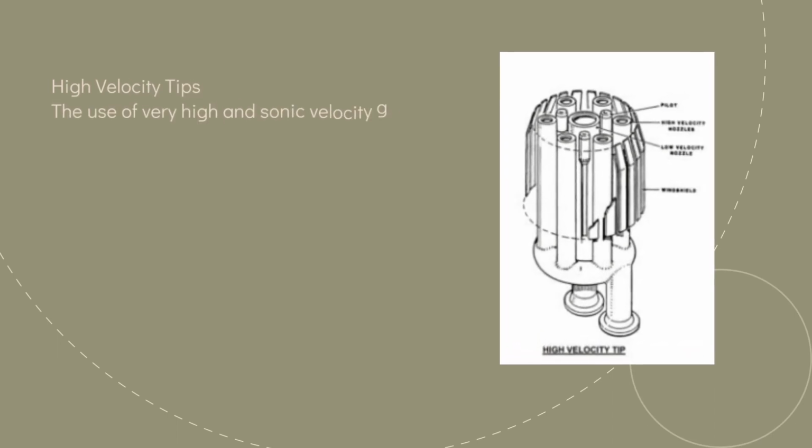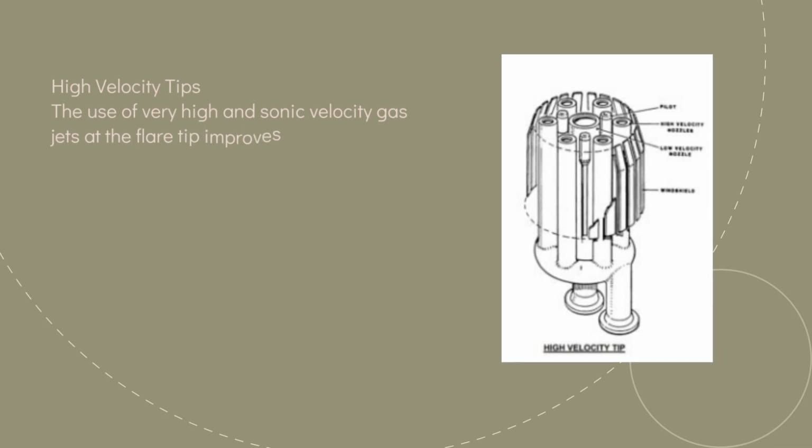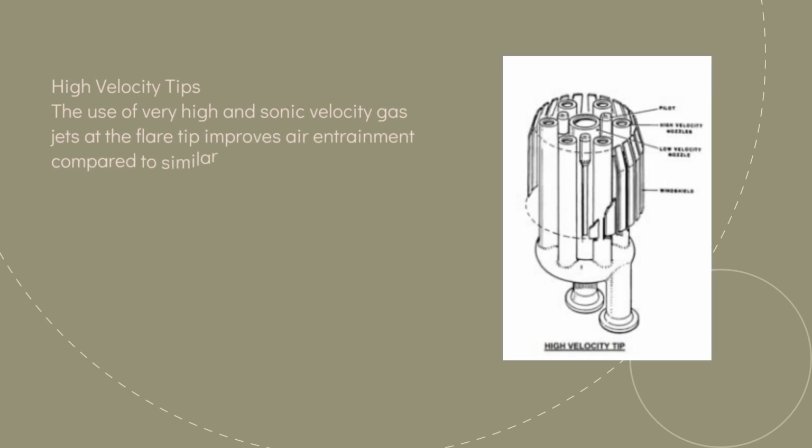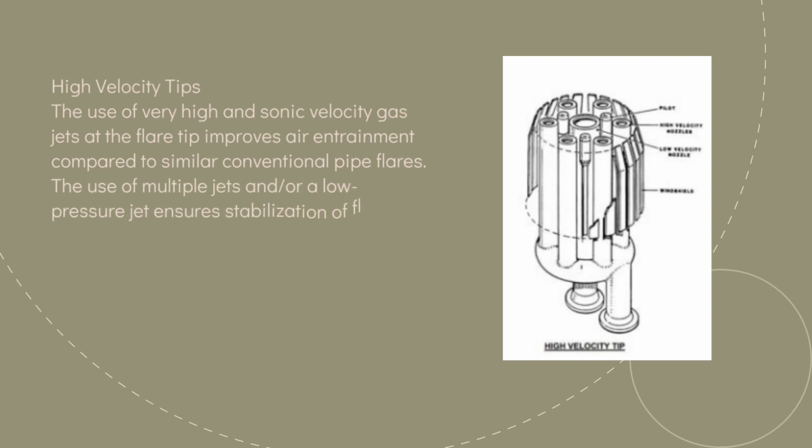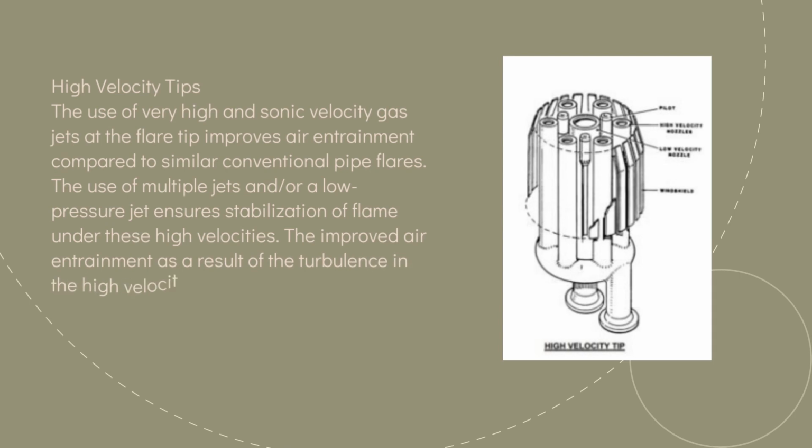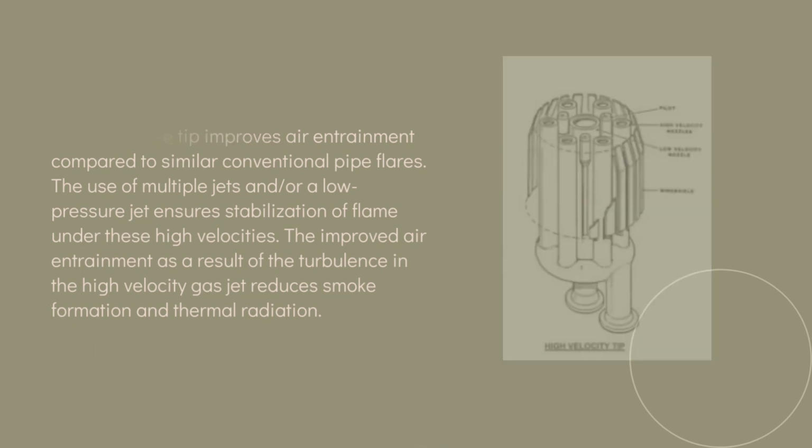High velocity tip. The use of very high and sonic velocity gas at the flare tip improves air entrainment compared to other pipe flare tips. The use of multiple jets and the low pressure jet ensures the stabilizing of the flame under this high velocity tip. The improved air entrainment as a result of the turbulence in the high velocity gas reduces smoke formation and also thermal radiation.